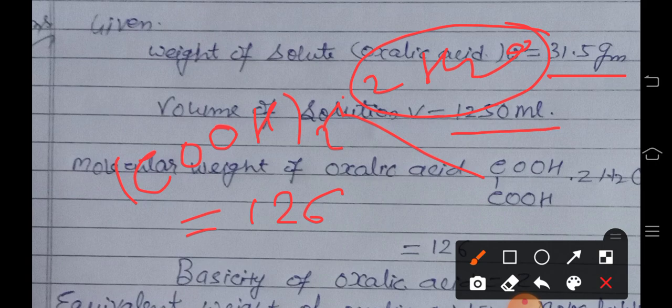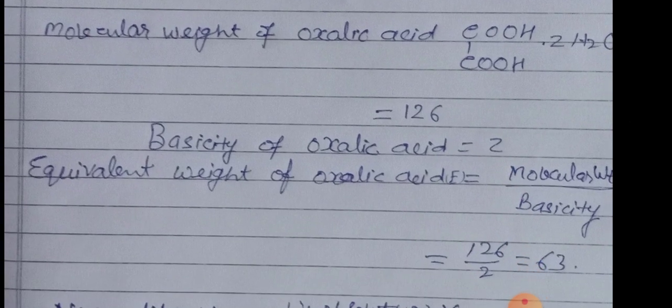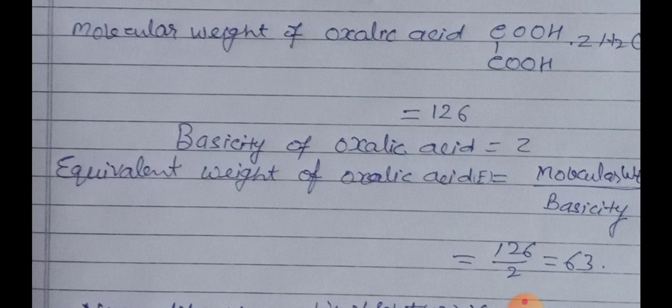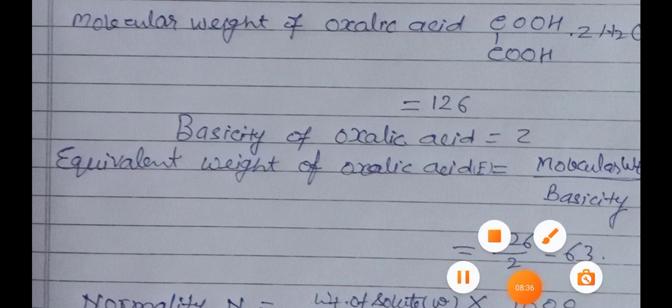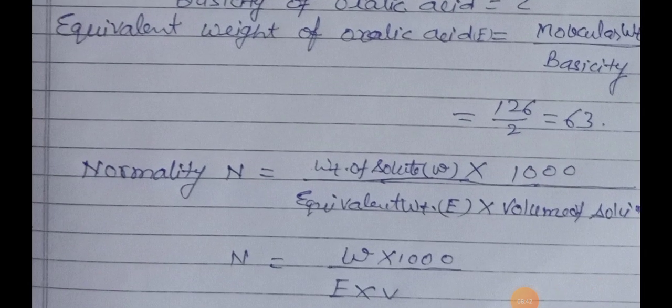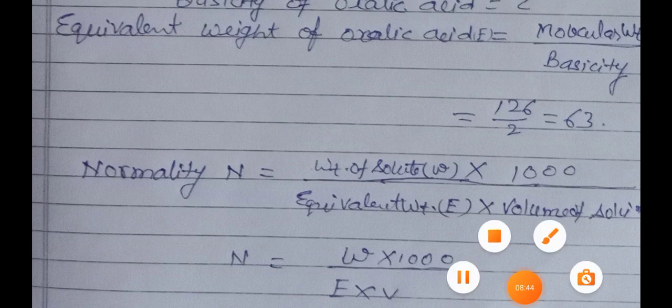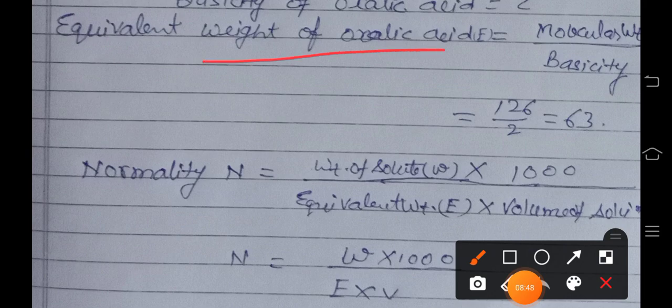Now we calculate the basicity. Basicity is equal to 2. Equivalent weight of oxalic acid is equal to molecular weight divided by basicity. Molecular weight is equal to 126 and basicity is equal to 2. Now equivalent weight of oxalic acid is equal to 63.